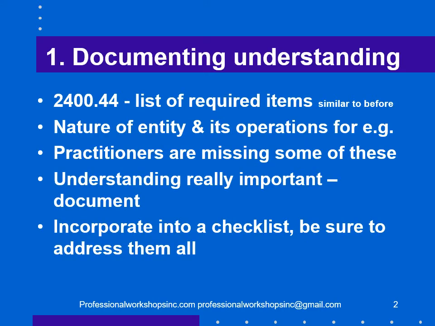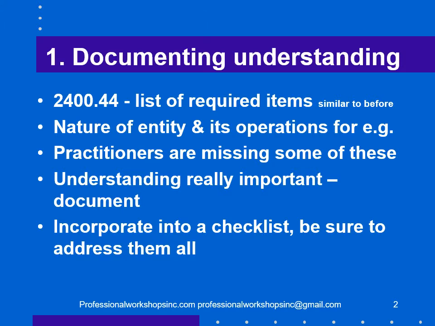Now, the first piece of advice is to document the understanding of the client. And this is important and relatively easy. You really can't do a good review if you don't have an understanding of the client, and it's not that hard to do. Now, 2444 has a list of required items. It's similar to before. It's a little longer than the list before. And so, for instance, you have to know about the nature of the entity and its operations, for example.